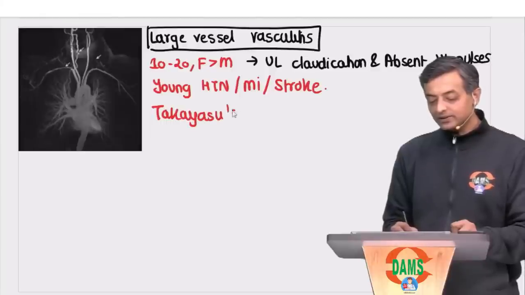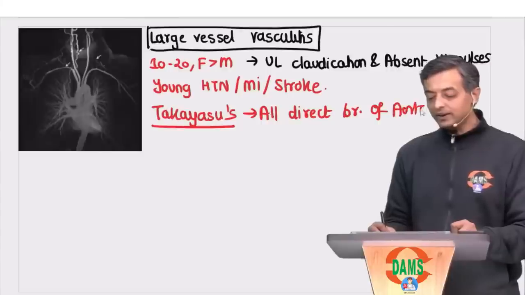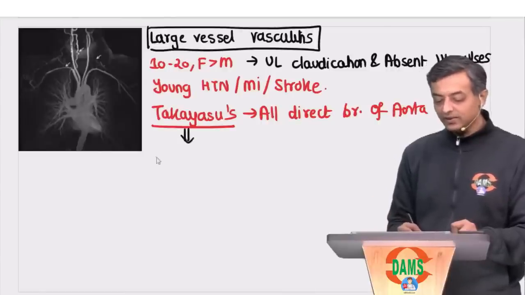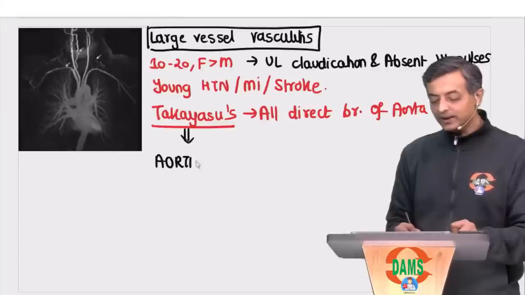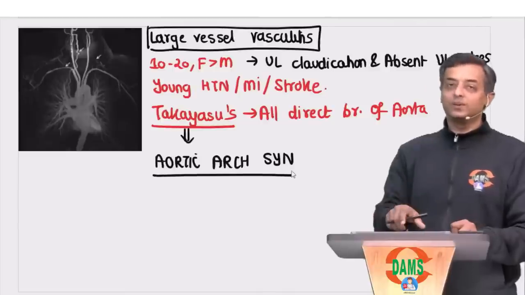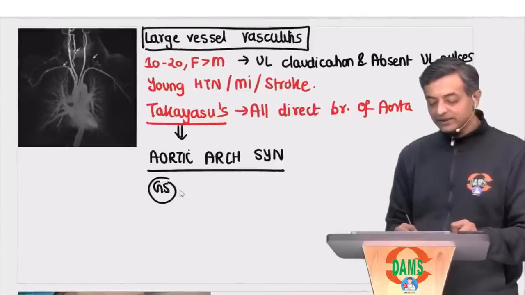But Takayasu's arteritis can affect all the direct branches of aorta. That is why it is now called aortic arch syndrome. We are going to call it that. So what is the gold standard of diagnosis?